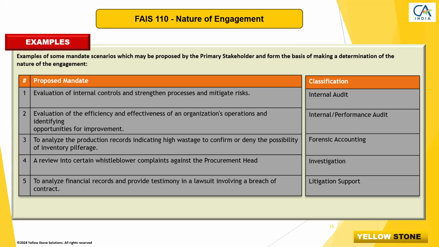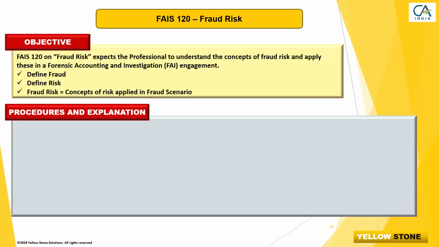That was the first standard. Any queries, or else we can hop to the next standard. Okay, all right. Just in case you want a list of mandates which can happen through forensic, investigation or litigation, you can refer to that detailed list. You will get it in the institute's standards. They have listed those examples. So whenever you come across something, you can keep that handy as a reference point. So that was the first one. Second is FAIS 120.